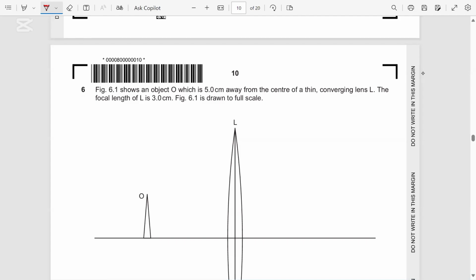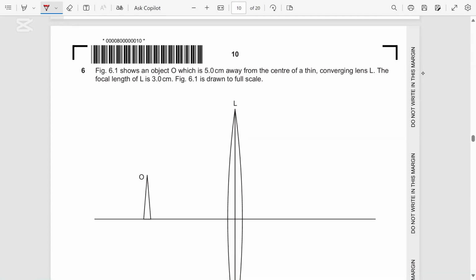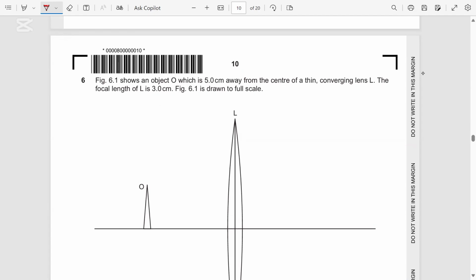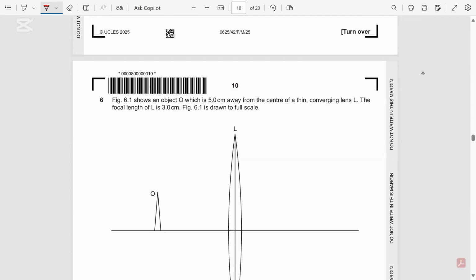Figure 6.1 shows an object O which is 5 centimeters away from the center of a thin converging lens, capital L. The focal length of the lens is 3 centimeters. Figure 6.1 is drawn to full scale. So remember that whenever you have a full scale diagram, you can measure it with the ruler. The distance from the object to the lens is 5 centimeters, right? The focal length is 3 centimeters. You can measure it exactly by using a ruler, right? You see that this length is 3 centimeters.